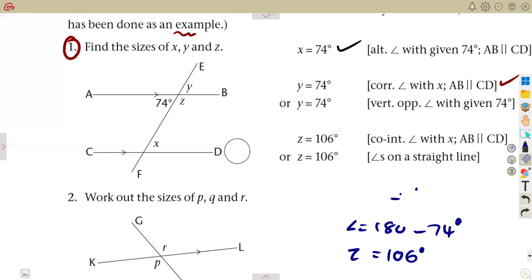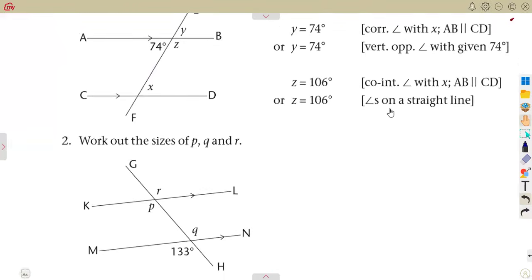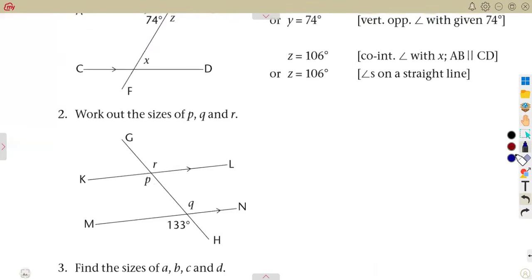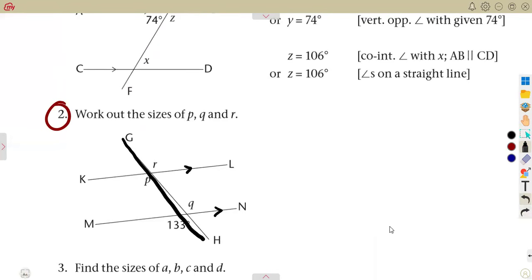So the reason is supposed to be from what you are using. Which part are you using? That is the reason. So in this case, we want to work out the sizes of angle P, Q, and R from these lines which are parallel. Line KL is parallel to line MN. These two lines are parallel, having GH or HG as our transversal line.